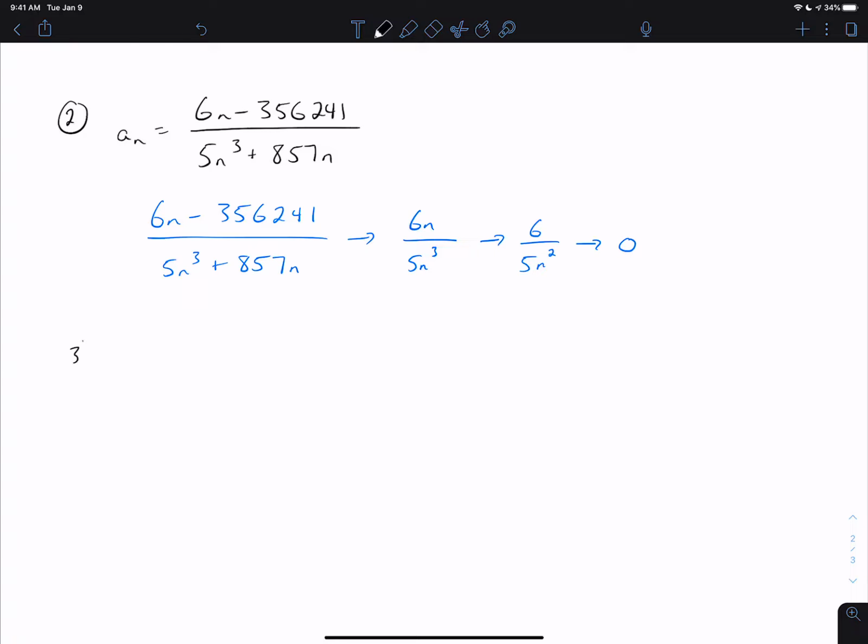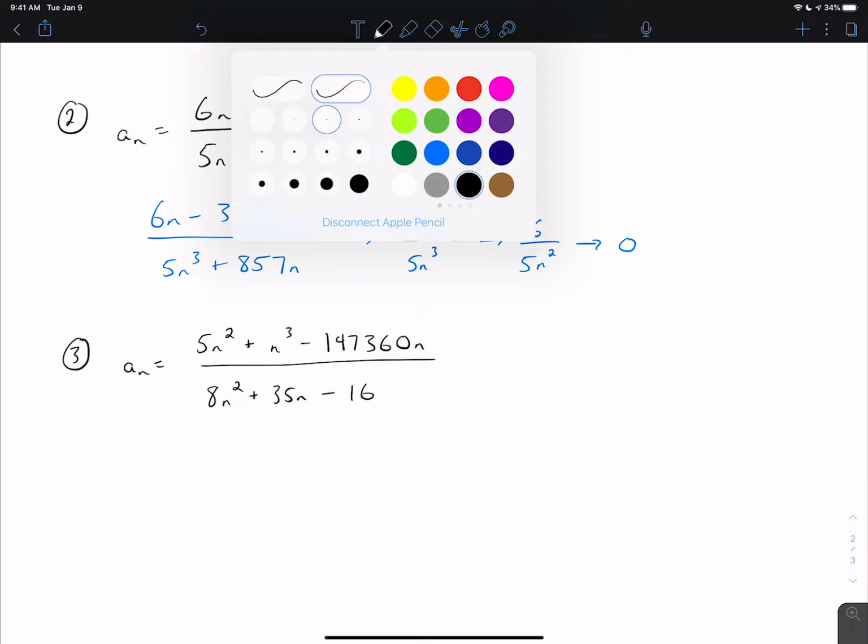Okay, so let's do one more like this. If I have a sub n equals, say, 5n squared plus n cubed minus 147,360n over, say, 8n squared plus 35n minus 16. See if you can pause this video, try the problem, and check it with me in a few minutes.